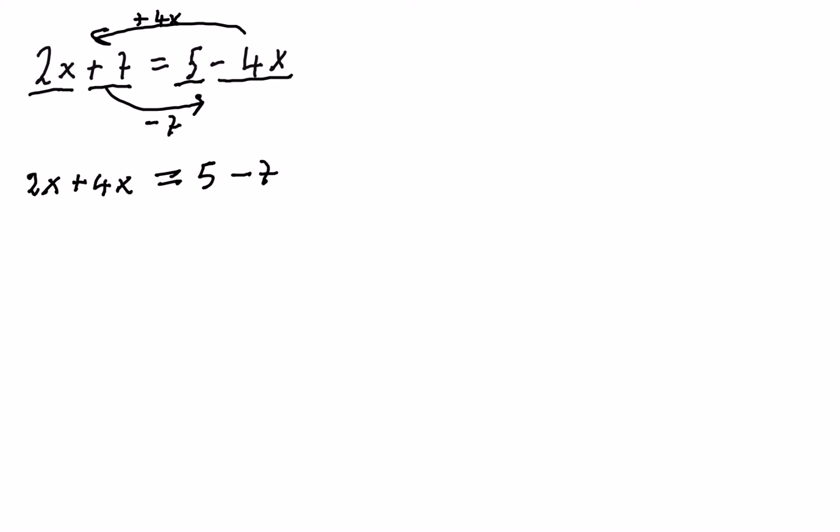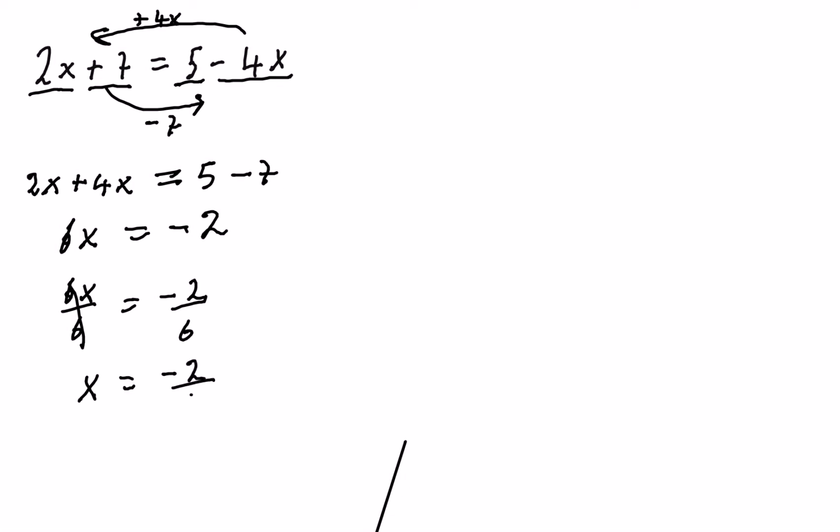Alright, let's combine our like terms. 2x plus 4x will give us 6x equals 5 minus 7 is negative 2. Divide both sides by 6. We have 6x divided by 6 equals negative 2 divided by 6. The 6 cancels and you have x equals negative 2 over 6.